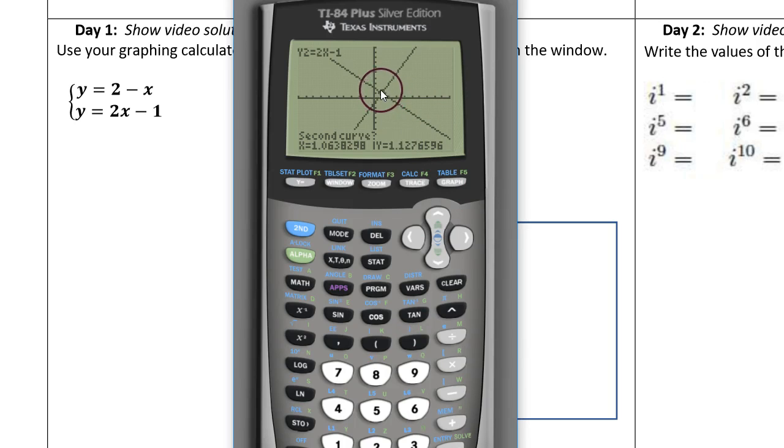Now there's a blinking cursor that's on the second line. Move it as close to the intersection as possible. It's already in a good spot. And push enter. Then one more time, put the cursor right at the intersection and push enter. Notice in the bottom left corner it prints the word intersection, and it says x equals 1 and y equals 1. The calculator has told us the solution of the system is 1, 1.